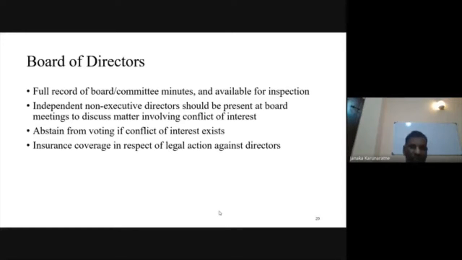Abstain from voting if a conflict of interest exists. It is always good to refrain from voting if you have any conflict of interest.